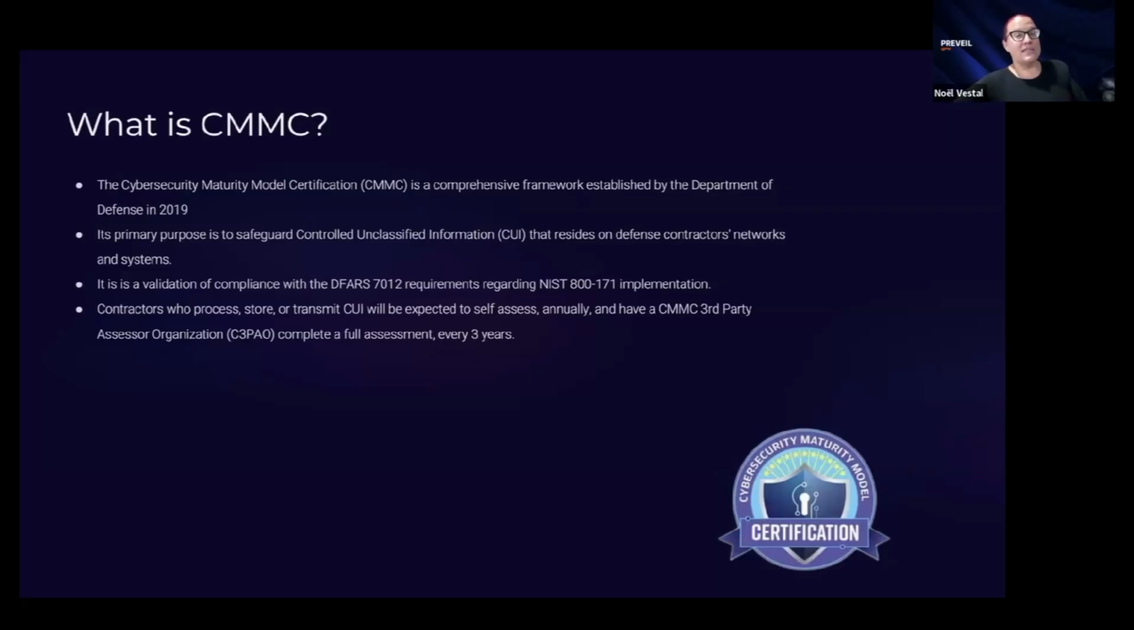Now, the CMMC validation process is not annual. The self-assessment will always be annual. CMMC, getting that third party to come in and validate, is just once every 3 years. So that's important. We've got annually with the self-assessment, every 3 years with the verified CMMC assessment. Next slide, please.